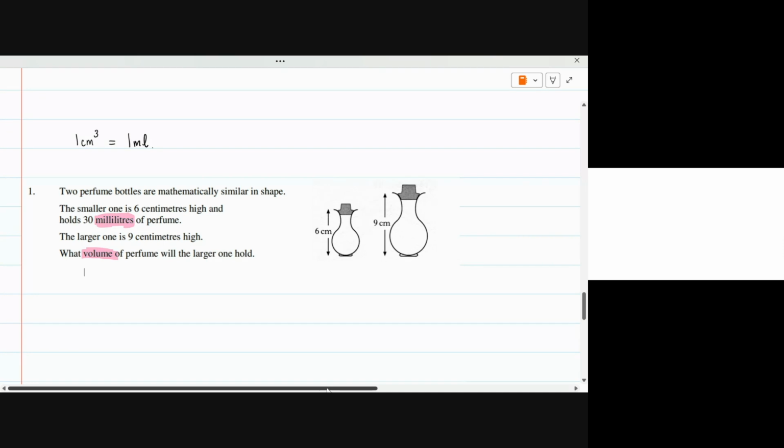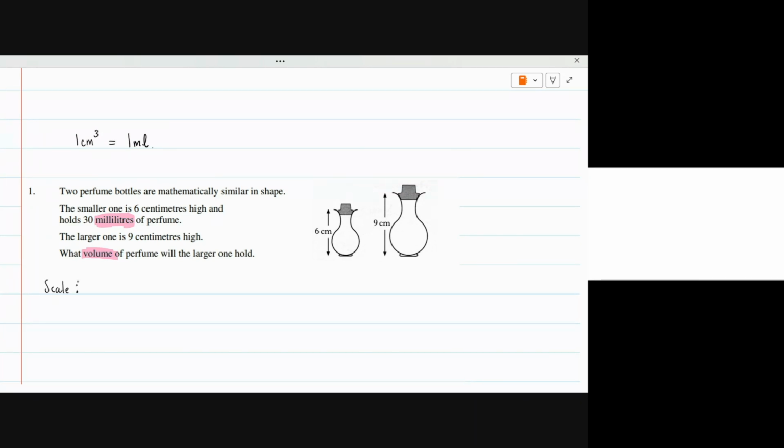Anybody got an answer for me? Anybody? Somebody? Saying 101.25 centimeters cubed. All right, let's see. I like it, Theo. Good work. All right, so first thing we're always going to have to find is our scale factor.